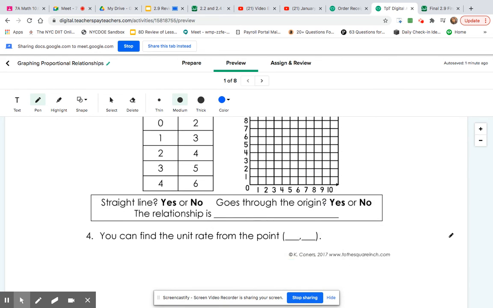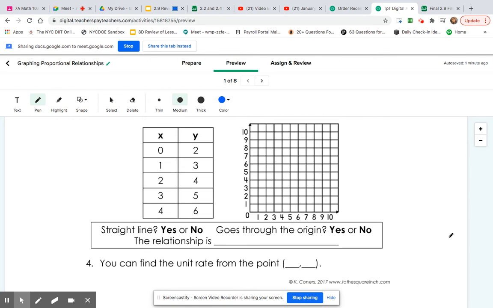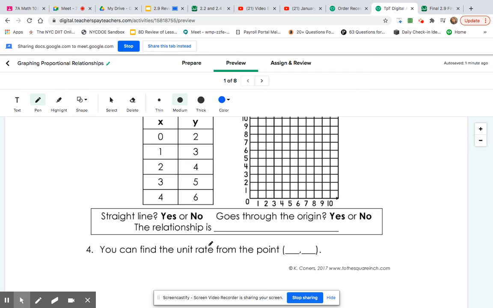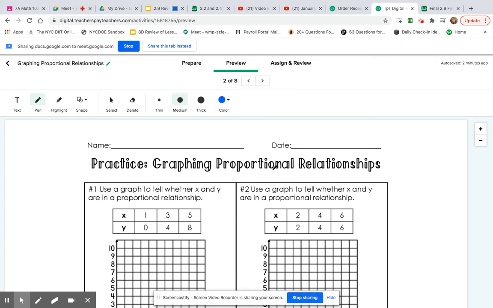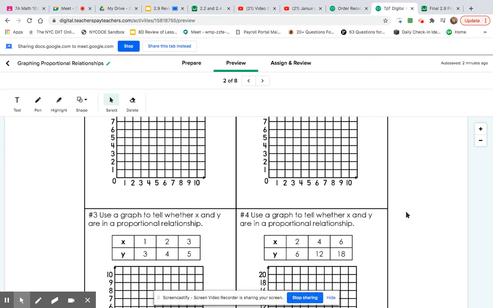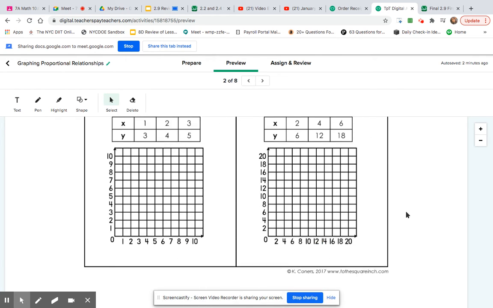So you have to do that for these, okay? And this is based on the station work that we did on unit rate, which we're gonna go over as a group more in depth, but I just wanna see what you guys are able to do, okay? So then table two, same thing, you're graphing, and then you're determining whether they're proportional or not.